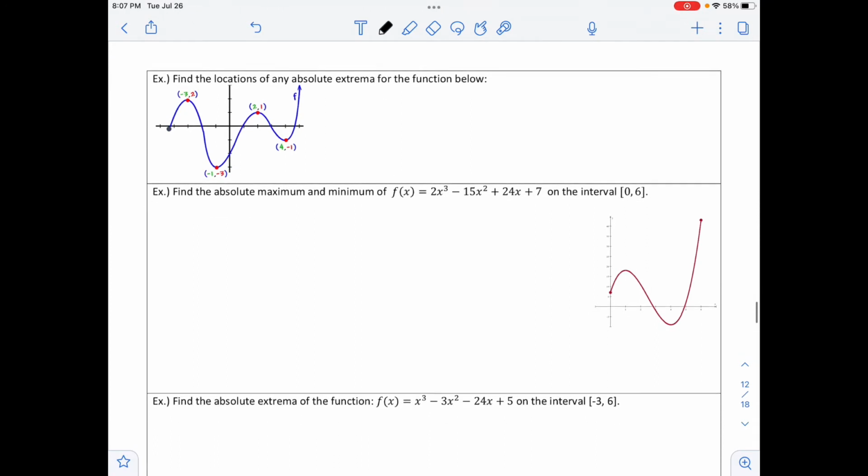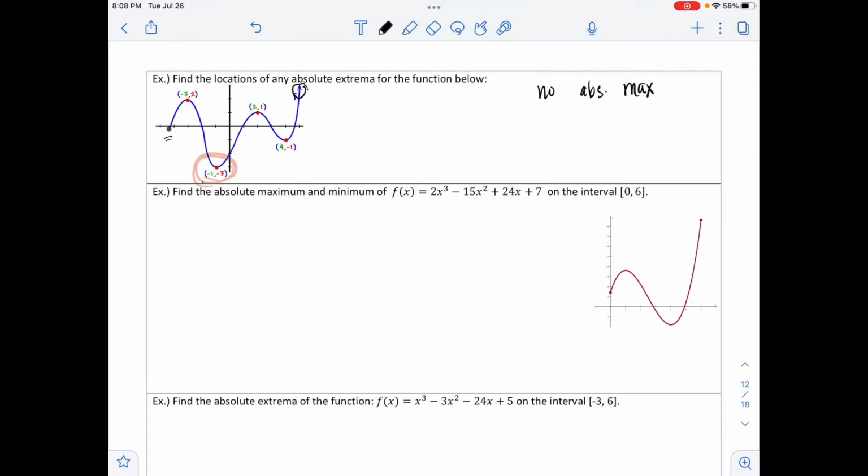So the next example has a graph given to us, and it says find the location of any absolute extrema for the function below. So if you notice on this function, we have no absolute max. And the reason why is because our right endpoint is an arrow, and that means it goes on forever upwards, so we don't actually obtain a maximum point. Our absolute min is going to be the smallest point that we have, and notice that this time our endpoint on the left side is not extending down forever to negative infinity. So the smallest value that we actually have is this point down here.